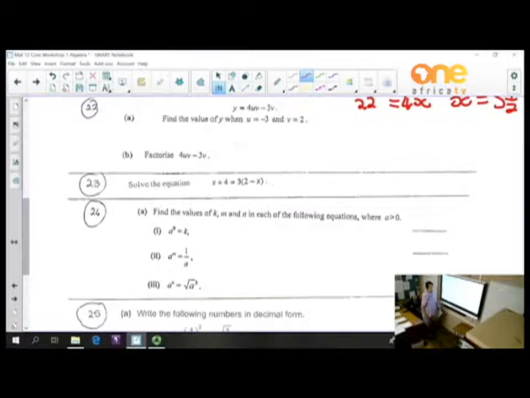This is substitution. Very easy, but very necessary to substitute in brackets.